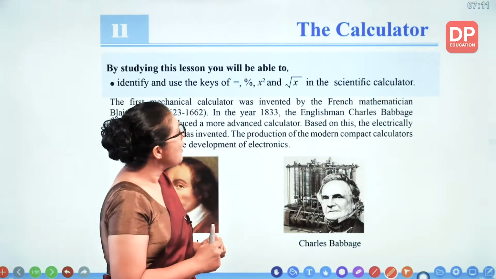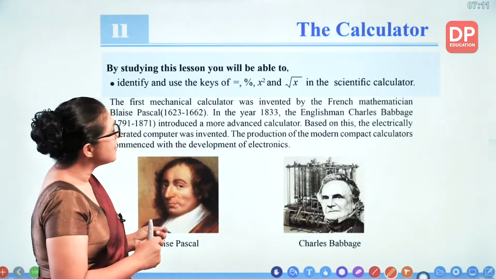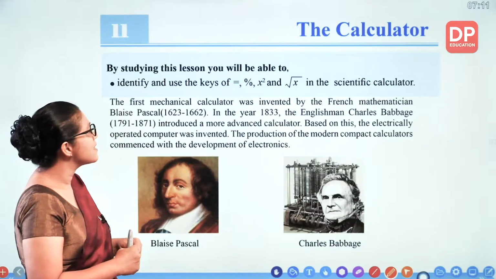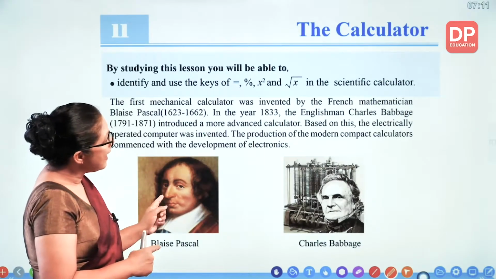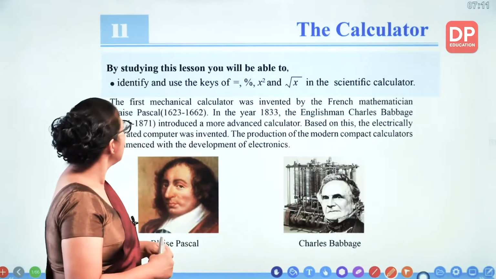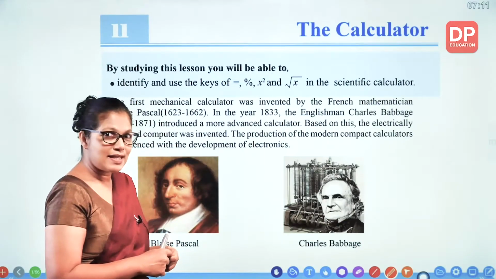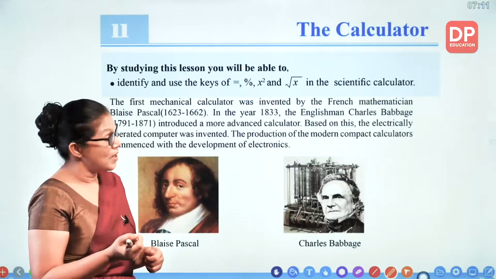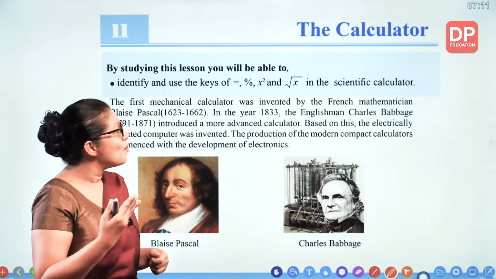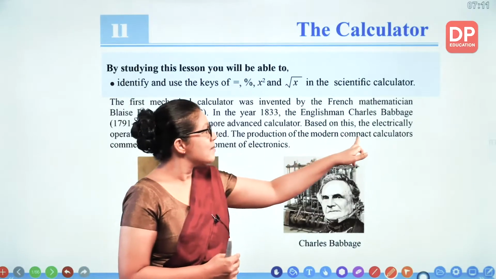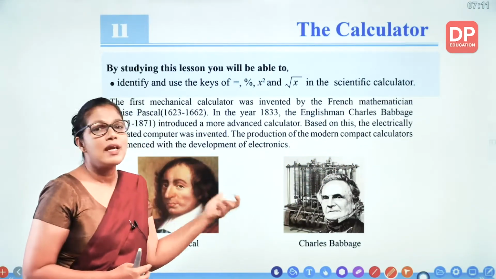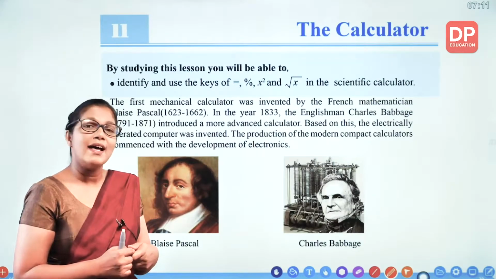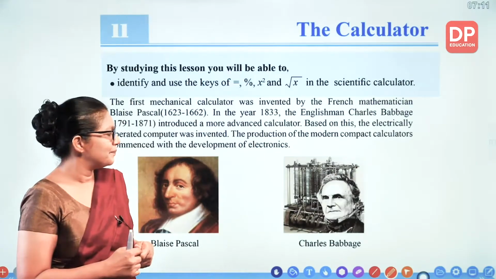So who invented the mechanical calculator? That's Blaise Pascal, 1623 to 1662. Later the Englishman Charles Babbage introduced a more advanced calculator. Do you know, now we have the graphical calculator as well, and we are using computers. Now in modern calculators, called the graphical one, but in this lesson I'll teach you how to use the ordinary calculator as well as the scientific calculator.